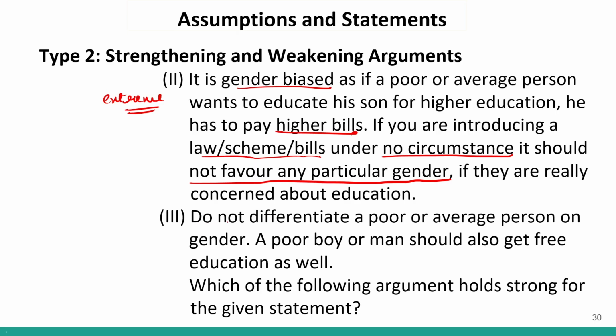The third one says, do not differentiate a poor or average person on gender. A poor boy or man should also get free education as well. See, this is also a correct argument. This is an argument which is strengthening in nature. Because look at the language of the argument. This is basically saying that people who are poor should not be differentiated based on their gender. They should also be given free education. A boy or a man should also be given free education. So this statement is also strengthening the above saying.